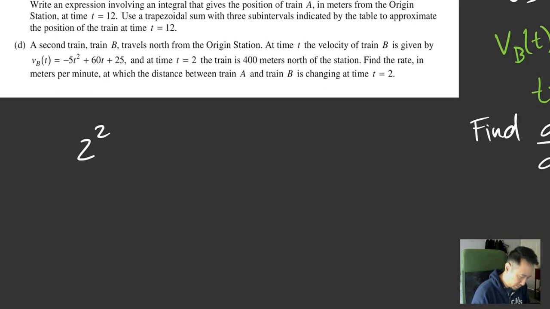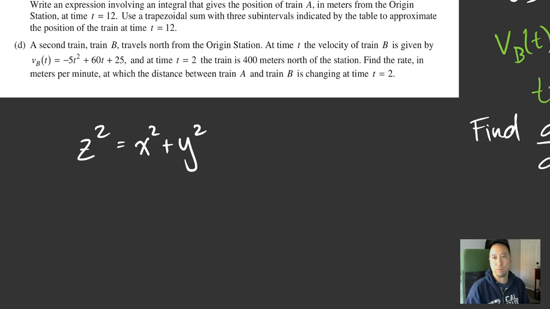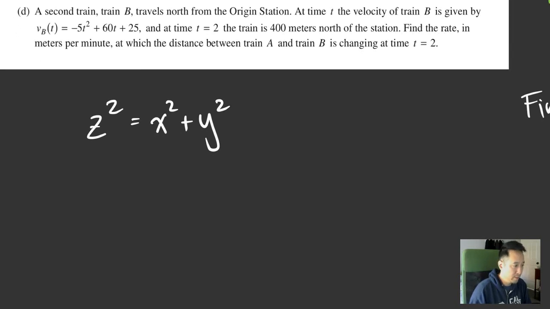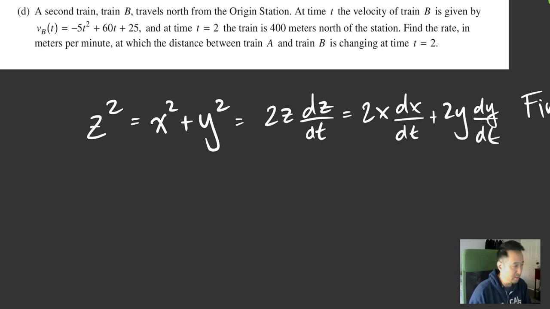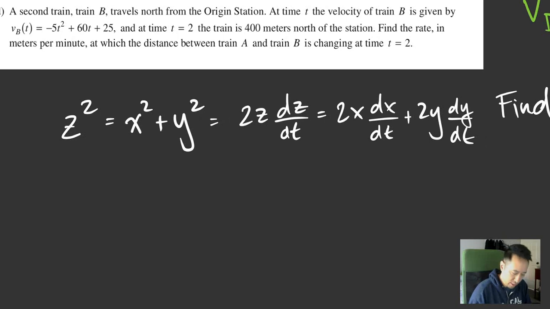equals x squared plus y squared. And then if I take the derivative, I get 2z dz/dt equals 2x dx/dt plus 2y dy/dt. And I could immediately cancel all my 2's out, right? Divide everything by 2, and those are going to be gone.